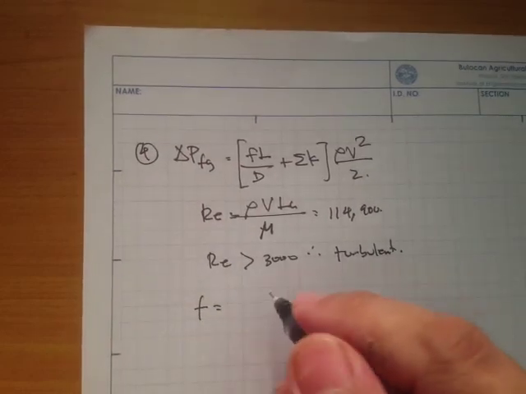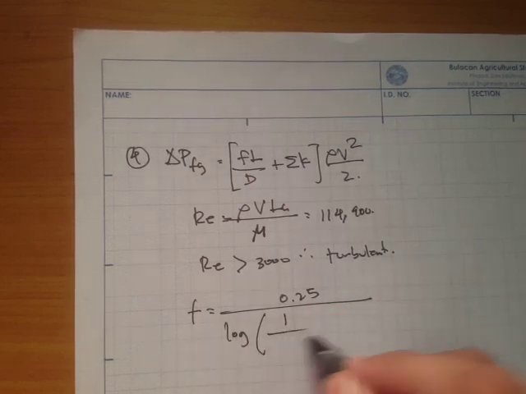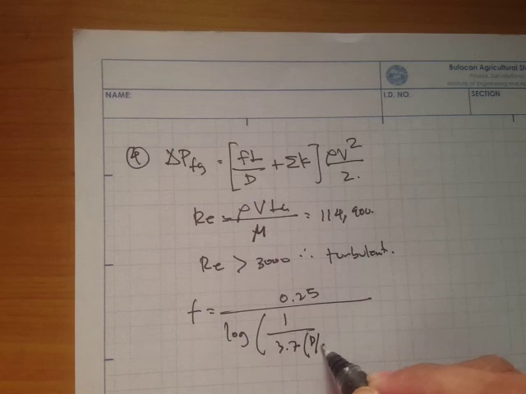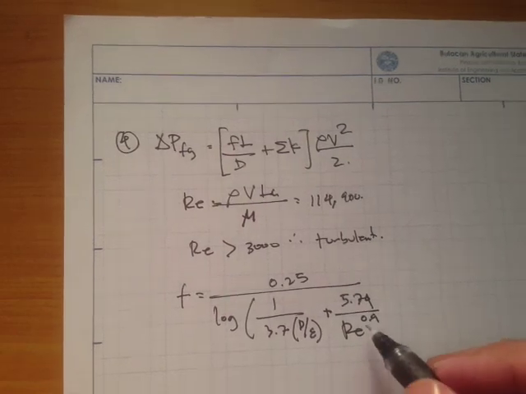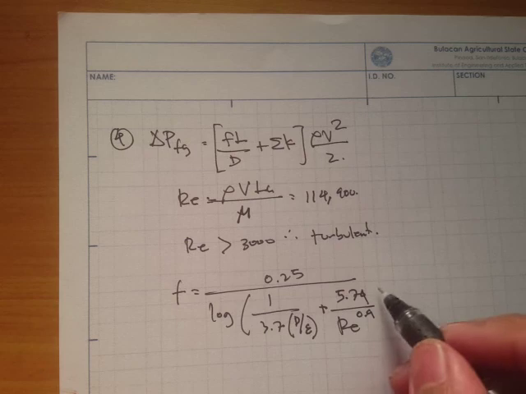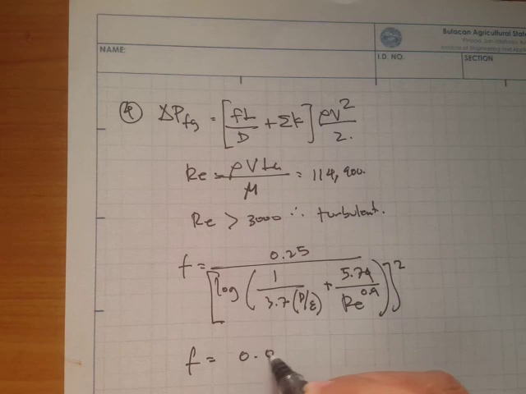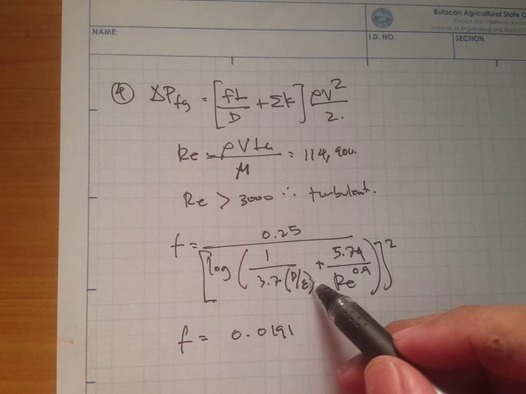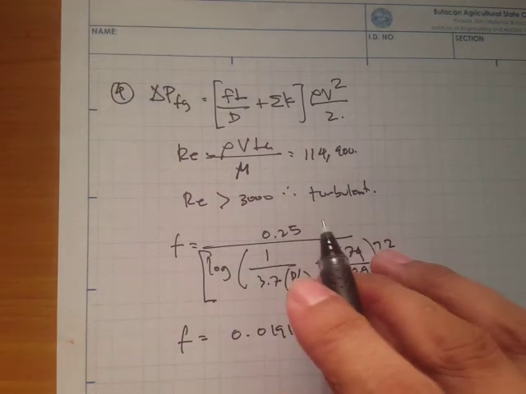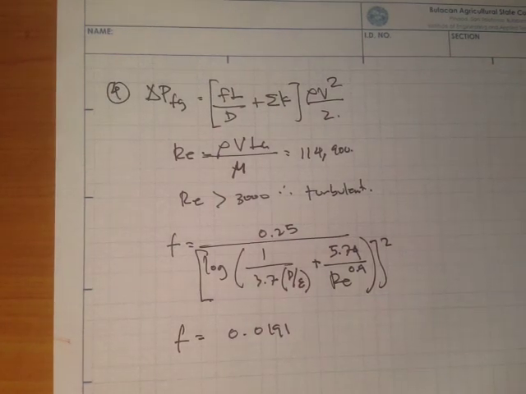Okay, so therefore, the friction factor is equal to 0.25 divided by the value of this: log of 1 over 3.7 times the relative roughness, plus 5.74 over the Reynolds number raised to 0.9, and you have to square this value. So f is equal to 0.0191. I didn't give you the value of roughness, but you can find that in our handouts.